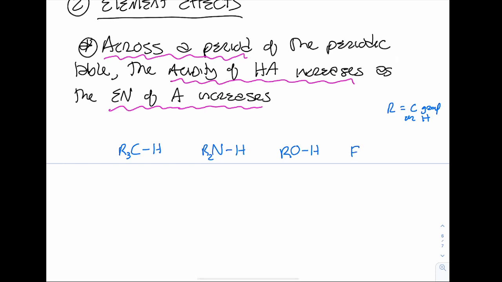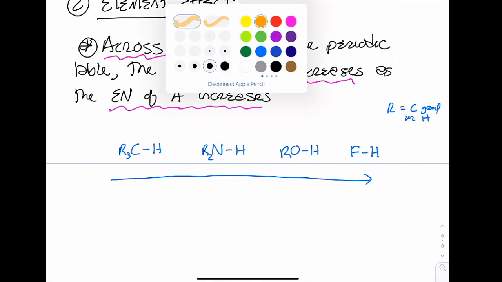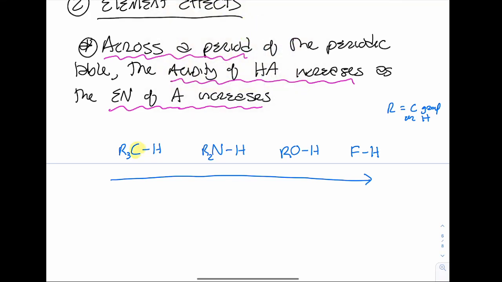And then fluorine bonded to that hydrogen. So as we go in this direction, carbon, nitrogen, oxygen, and fluorine become more electronegative. What that means for us is that bond is more polar. We can think about it that way, so it's easier to break.